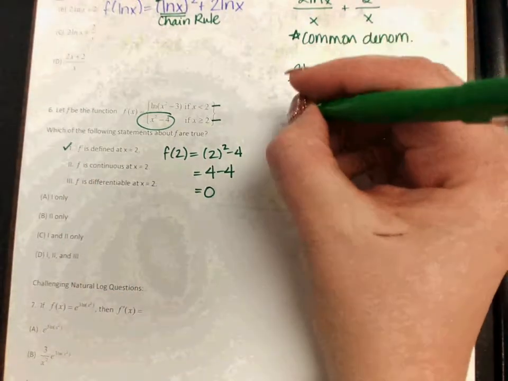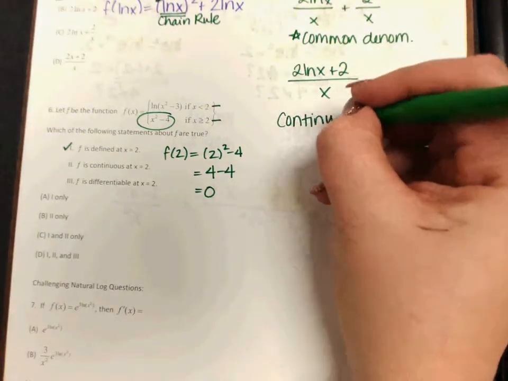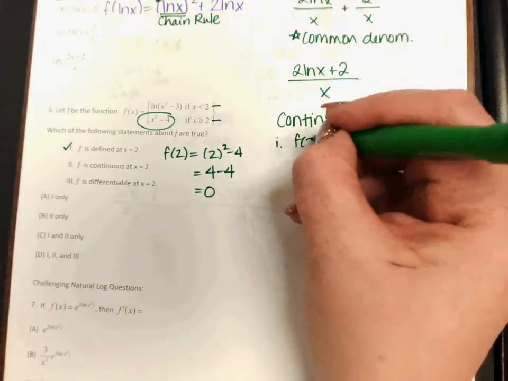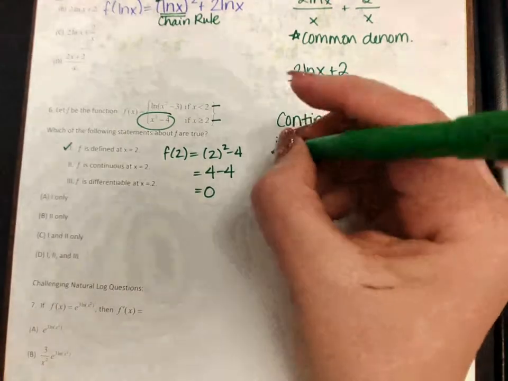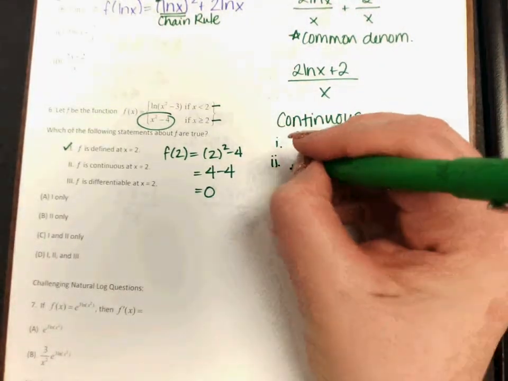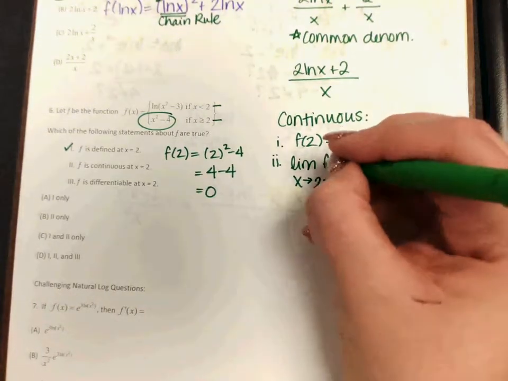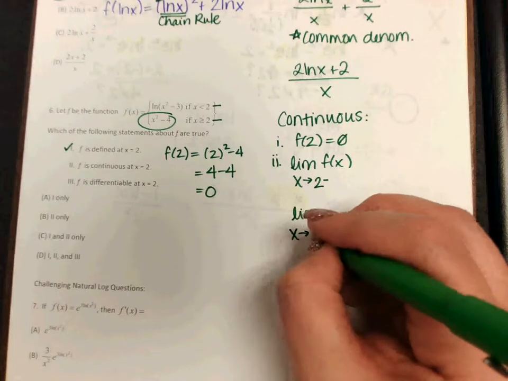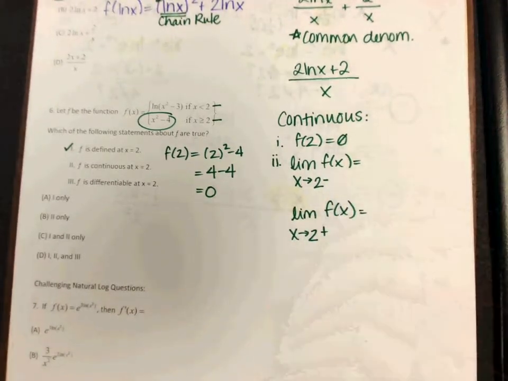The second thing it asked me to determine is if it's continuous at 2. So remember, for continuity, you could get out your definition, but the first thing you have to check is that f of 2 exists, which we just found was 0. The second thing you have to do is check the limit as x approaches 2 from the left, and the limit as x approaches 2 from the right. Remember that these limits have to be equal to each other.